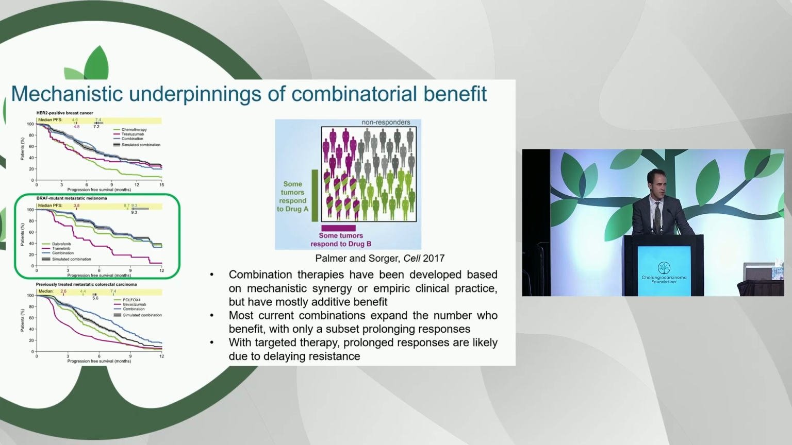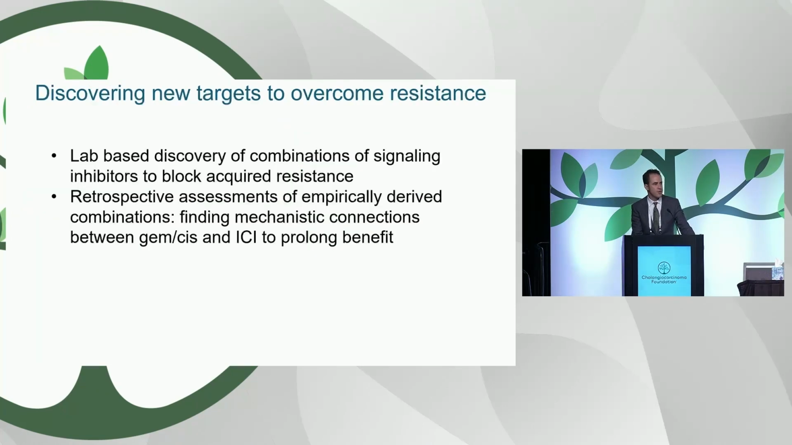So what you can see here are the examples of a BRAF and MEK inhibitor developed for melanoma, but also used for biliary tract cancers. And so I'm going to talk about the lab-based discovery of these combinations and how they can be used to block acquired resistance.